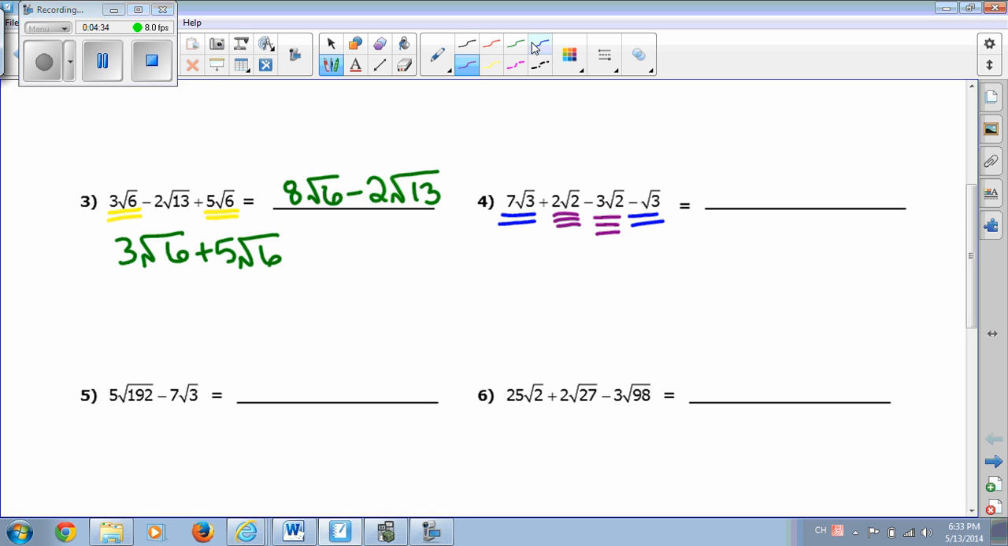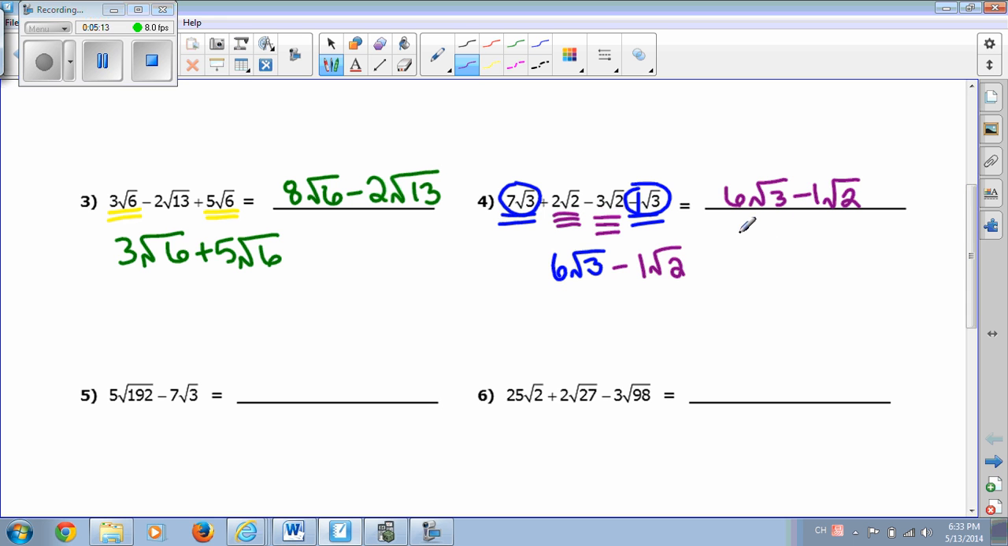So let's just focus on the 7 square root of 3 minus the square root of 3. Well, you might be wondering, there is no number in front of the radical sign. It's an understood 1. So it would be 7 square root of 3 minus 1 square root of 3 is 6 square root of 3. And then 2 square root of 2 minus 3 square root of 2, 2 minus 3 is negative 1 square root of 2. So our answer is 6 square root of 3 minus 1 square root of 2.